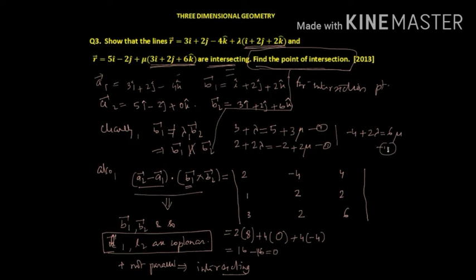Now the rest of the part I am not going to do. Please listen carefully and try to do it yourself. You have got now 3 linear equations in mu and lambda. Any 2 of them you solve. Class 10 method, already you know how to solve it.